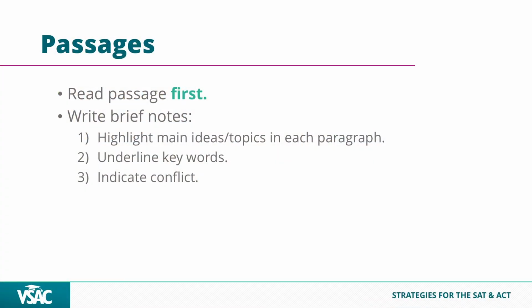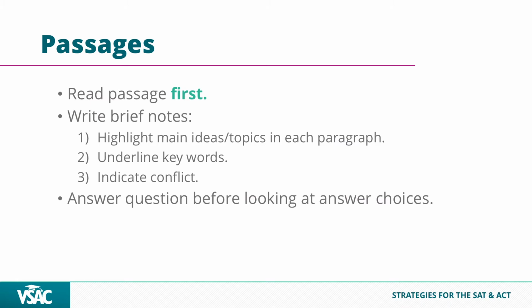So I have "indicate conflict" here. That's for the prose fiction passages. Usually there is some kind of conflict between at least one character and another. If you can find that, you can almost always be assured that's going to be one of the questions.